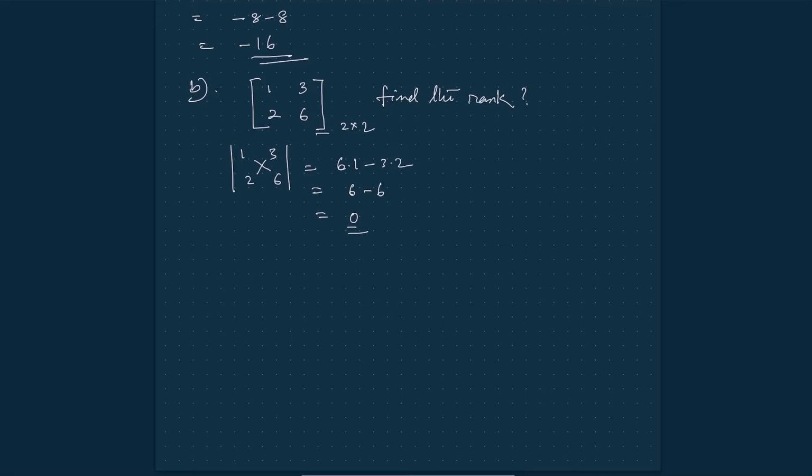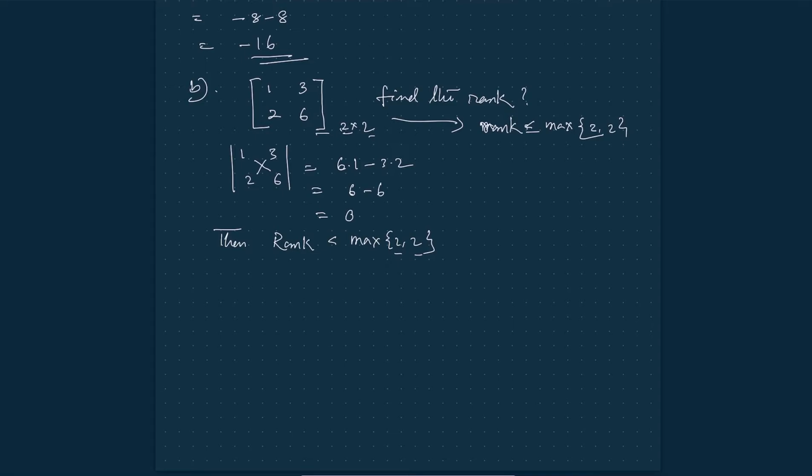Because for this matrix, maximum rank will be what? Rank will be less than or equal to the maximum of 2, 2. So maximum will be 2, and it can also be 1. Since the determinant is 0, the rank is strictly less than the maximum of 2, 2. And rank can never be negative.